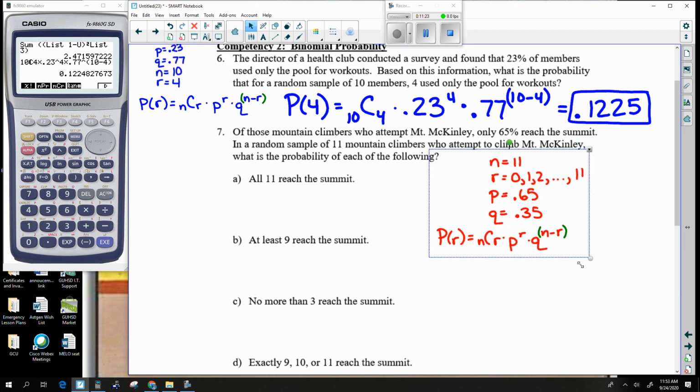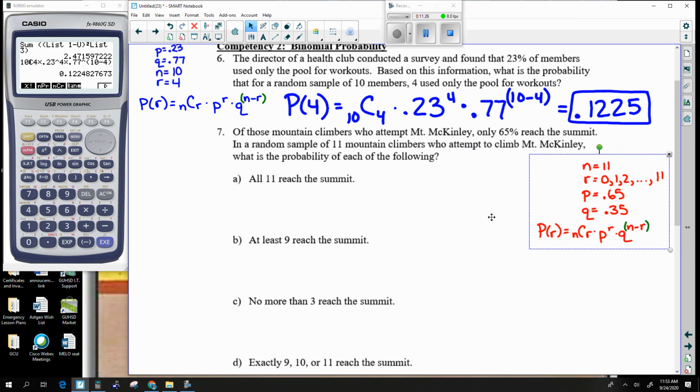All right, so these are the individual probabilities. This is the setup. So what I need to do is take this r and put it into a list. And then I'm going to do this formula, and wherever I see an r, I'm going to say list 1 or something. And that will spit out individual probabilities for 0, 1, 2, 3, 4, 5, 6, et cetera. All right, so this is where I set up my individual r's.